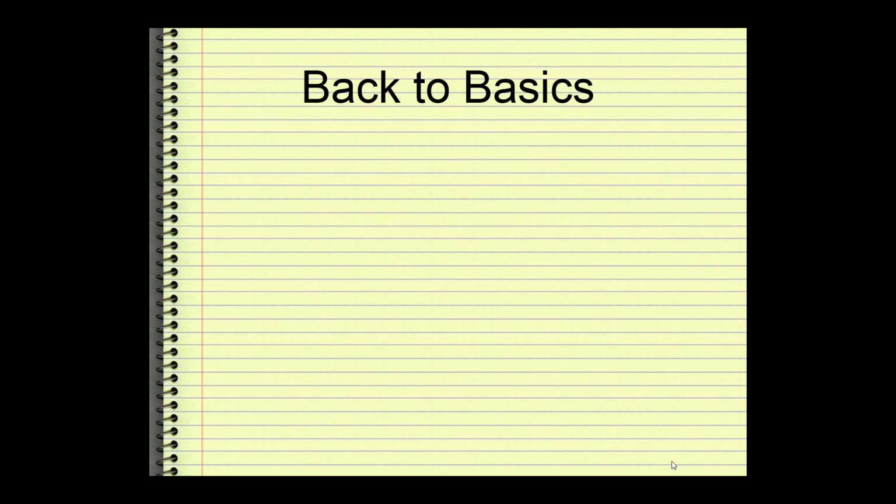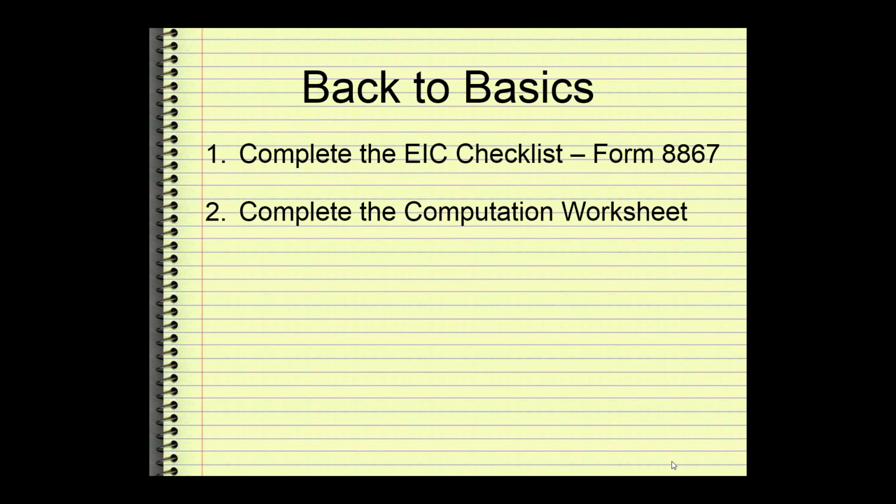Let's get back to basics. The 4 due diligence requirements that every paid preparer must do. First, complete the EIC Checklist, the Form 8867 in the software. Allow the software to complete the computation worksheet. It shows all of the income sources that we factor: wages, self-employment, interest income, and adjusted gross.